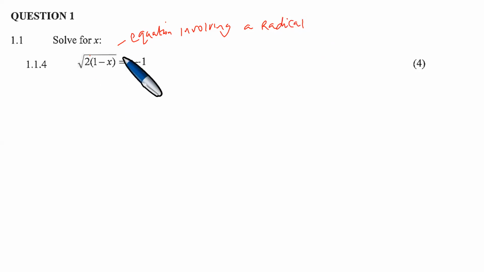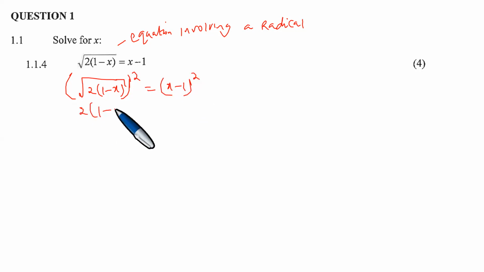Right, the radical is the square root sign. What do we do with this one? We square both sides of the equation. 2 into 1 minus x. You square the left-hand side. You square the right-hand side.